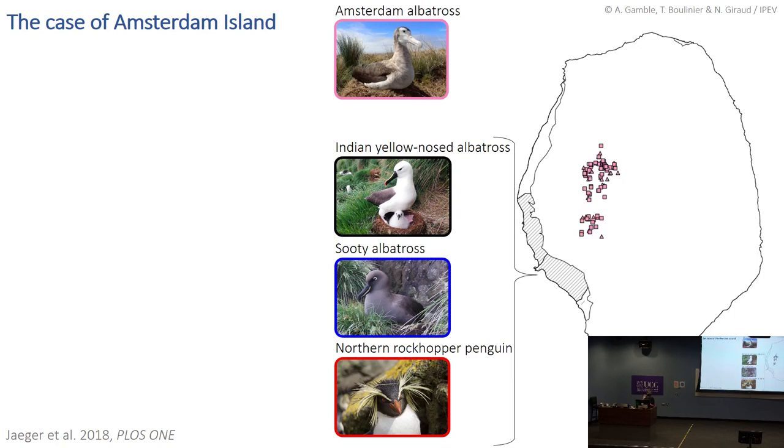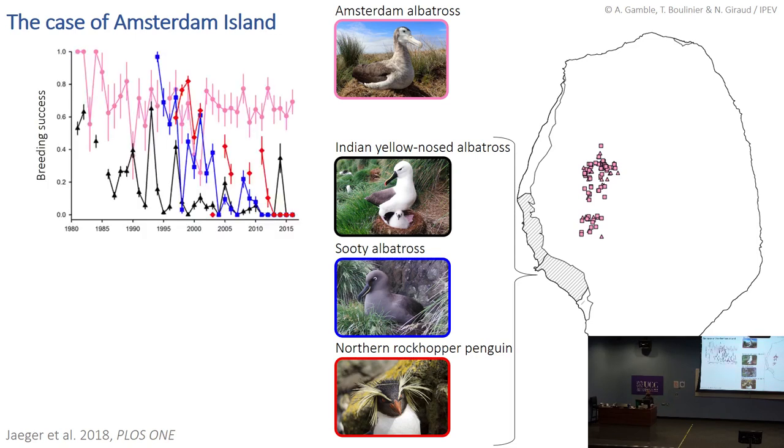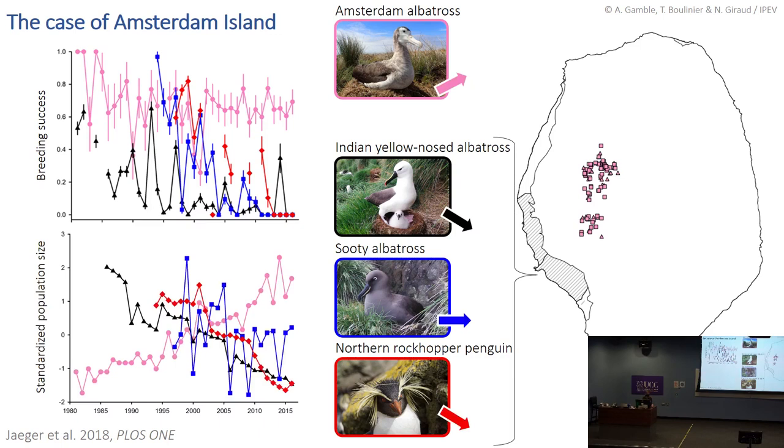And we also have lots of concern about the endemic Amsterdam albatross breeding at the top of the island. And so here you can see regular crashes in breeding success for the three cliff-nesting seabirds that, because it started in the mid-80s, are ultimately impacting the population size of those birds on Amsterdam Island. And there's a real concern here because all those species are endangered.